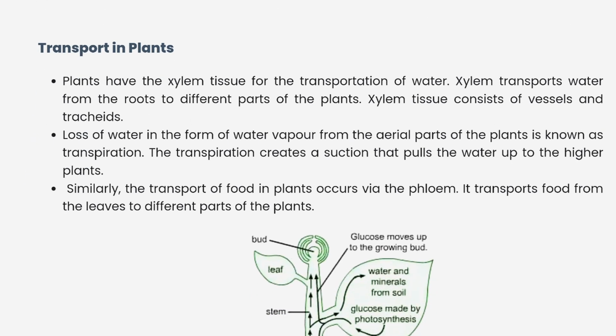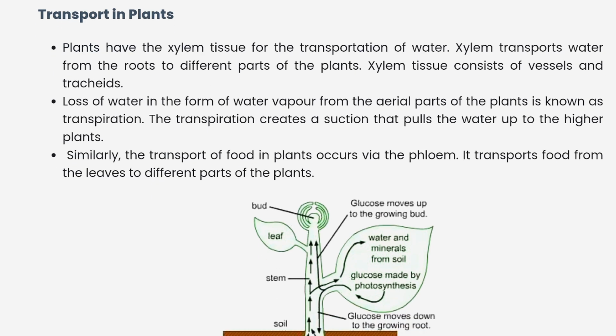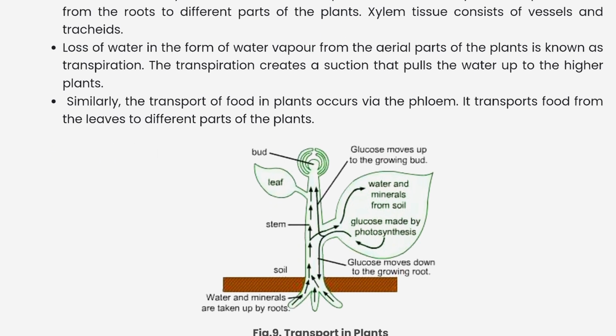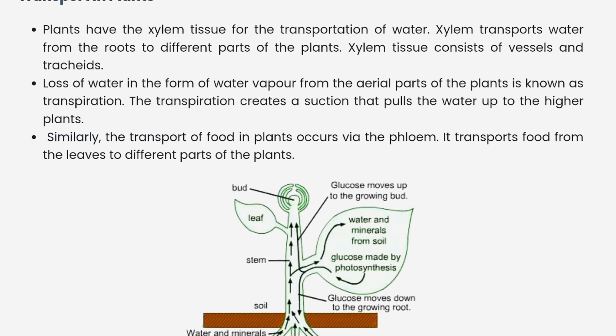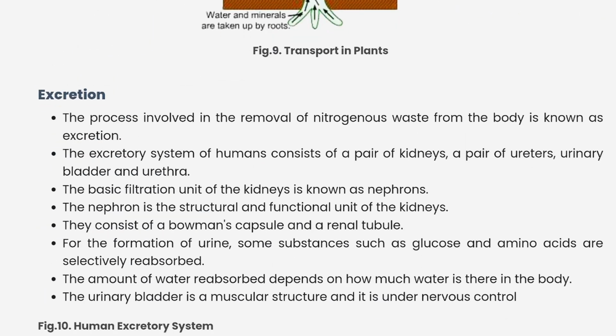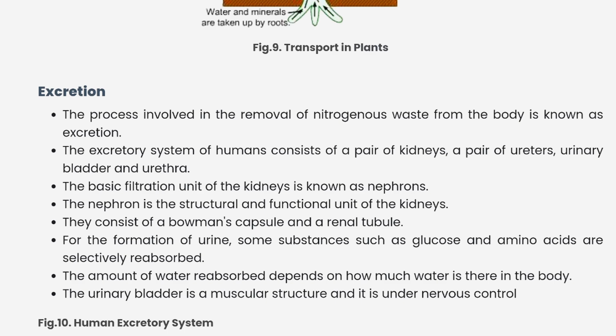Transport in plants. Plants have the xylem tissue for the transportation of water. Xylem transports water from the roots to different parts of the plants. Xylem tissue consists of vessels and tracheids. Loss of water in the form of water vapor from the aerial parts of the plants is known as transpiration. The transpiration creates a suction that pulls the water up to the higher parts of plants. Similarly, the transport of food in plants occurs via the phloem. It transports food from the leaves to different parts of the plants. Fig. 9. Transport in plants.